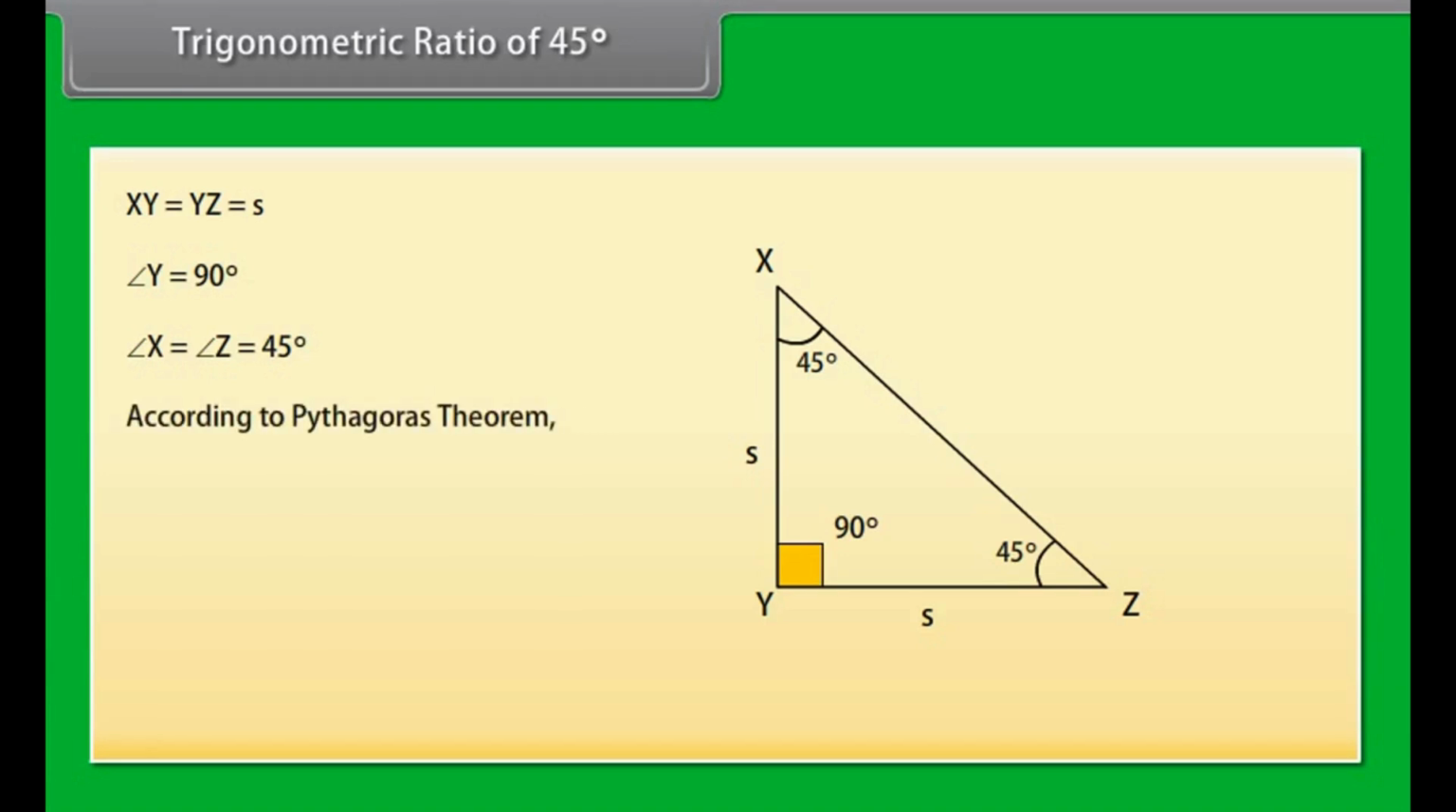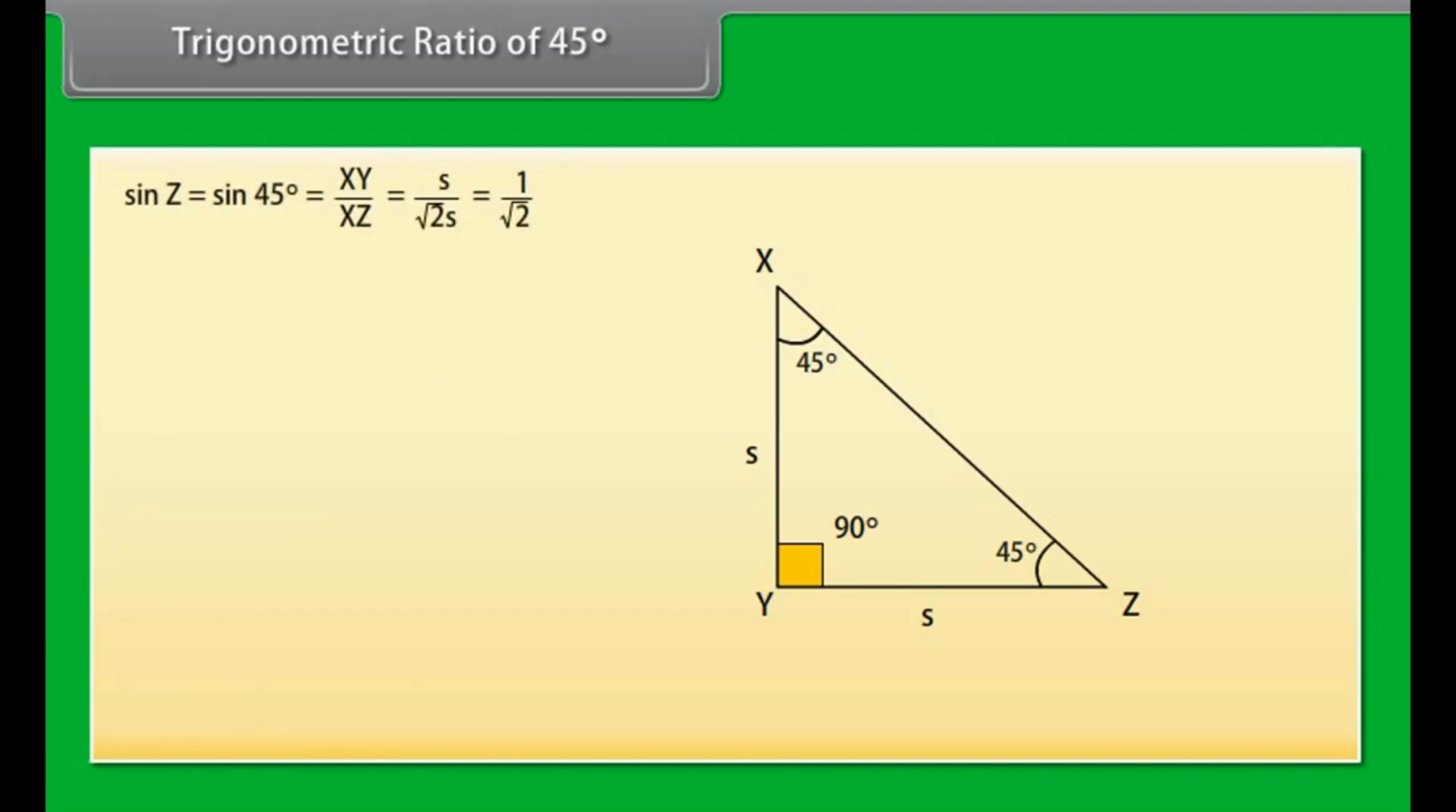According to Pythagoras theorem, XY square plus YZ square is equal to XZ square. By substituting the values, we get S square plus S square is equal to XZ square. XZ square is equal to 2S square, which means XZ is equal to square root 2 S. Sin Z is equal to sin 45 degree, which equals XY upon XZ, which equals S upon square root 2 S, which is equal to 1 upon square root 2.